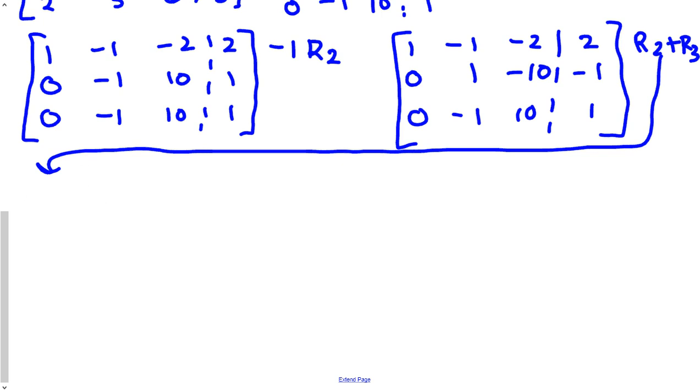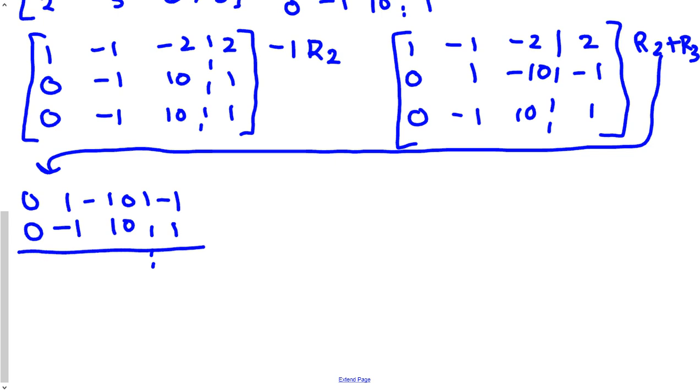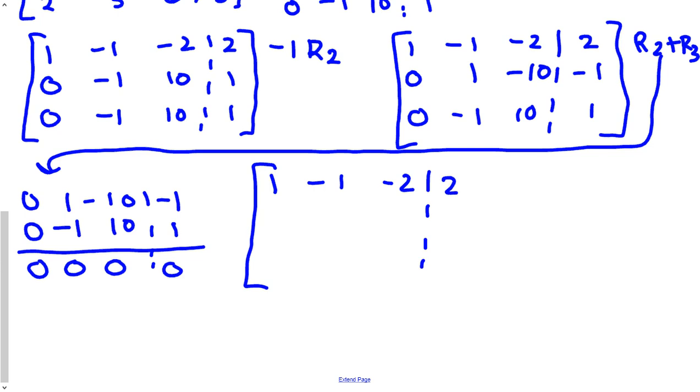So row 2 is that one. Row 3 is this one. Add them up. And we see we get 0 for everything. So here is my final matrix. 1, negative 1, negative 2, 2. 0, 1, negative 10, negative 1. 0, 0, 0, 0.